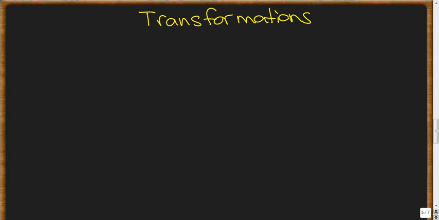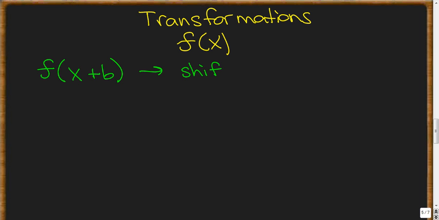Okay, so transformations now. Lots of different transformations can happen. So I'm going to draw this really big. So we've got our function f of x. We can do lots of different things to this. So we could do f of x plus b, some number b. That is going to shift b left.